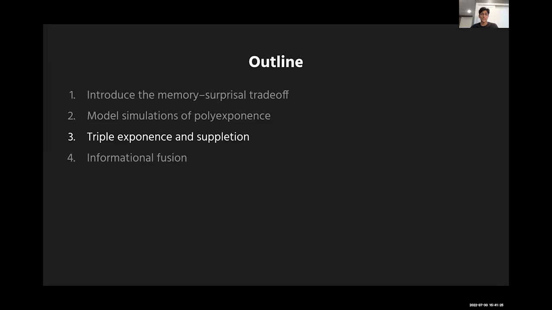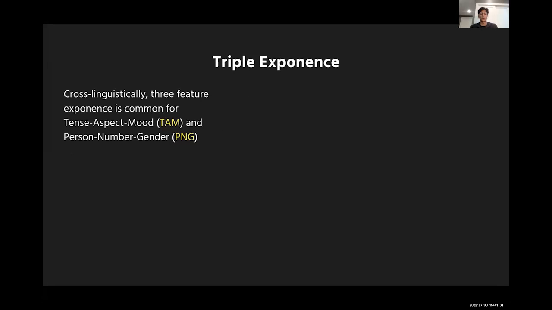The next thing I want to look at is triple exponents and suppletion, where I'm going to be looking at data from real languages. Triple exponents is a specific kind of polyexponents where you have three features that are all polyexponent with one another. This is really common cross-linguistically for tense, aspect, mood, and person, number, gender.